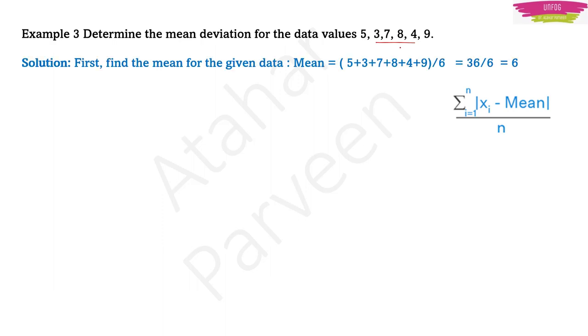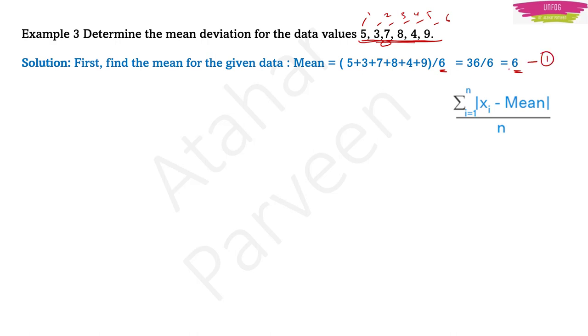What will I do now? First, I will find the mean for the given data. What is this? 5 plus 3 plus 7 plus 8 plus 4 plus 9, divided by how many? 1, 2, 3, 4, 5, 6. Six terms are there. So you sum all this up and divide by 6. 5 plus 3 plus 7 plus 8 plus 4 plus 9 divided by 6. You will get 6.